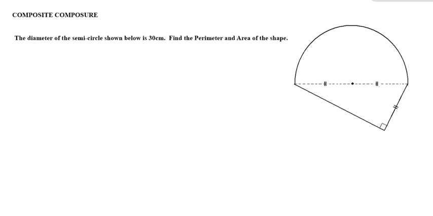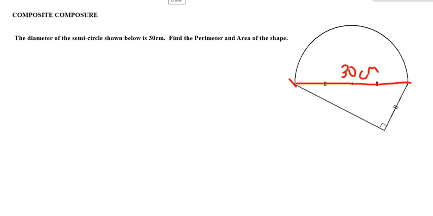So here's the first question. It says that the diameter of the semicircle shown is 30 centimeters. So this diameter is 30 centimeters. And it says we need to find the perimeter and the area of the shape.